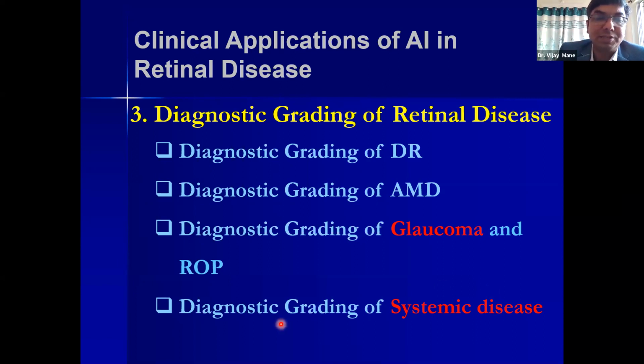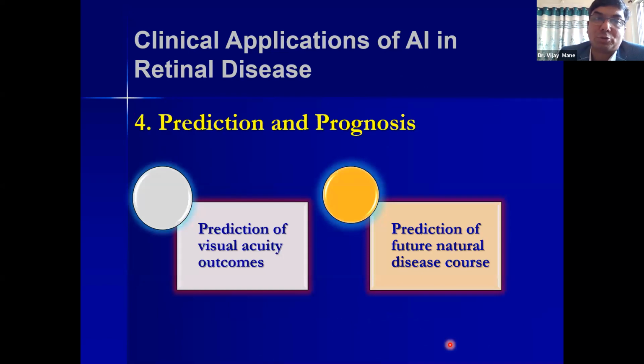This is a very challenging and very interesting application of AI: diagnosis and grading of systemic diseases using the retina or the eye. Typically, systemic disease is related to hypertension, blood pressure. All these diseases can also be detected using eye or retina images. So you can apply appropriate AI for grading of systemic disease also. Prediction and prognosis.